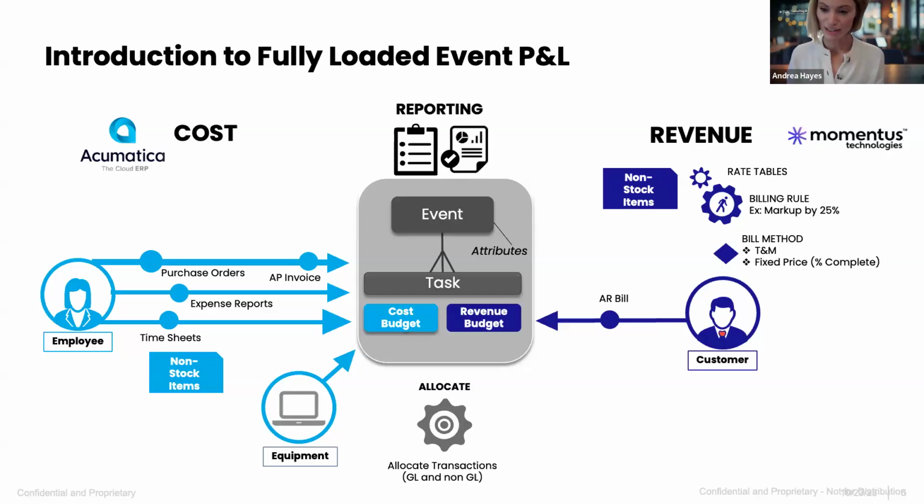Now, that doesn't get you at the end what the previous screen showed in terms of the indirect costs. And that's where that allocation comes in, right? So we can have an overhead allocation, for example, and that would, depending on various factors like the duration of the event, the number of days, for example, we can calculate overhead and apply that to the event so you can have that fully loaded event P&L.